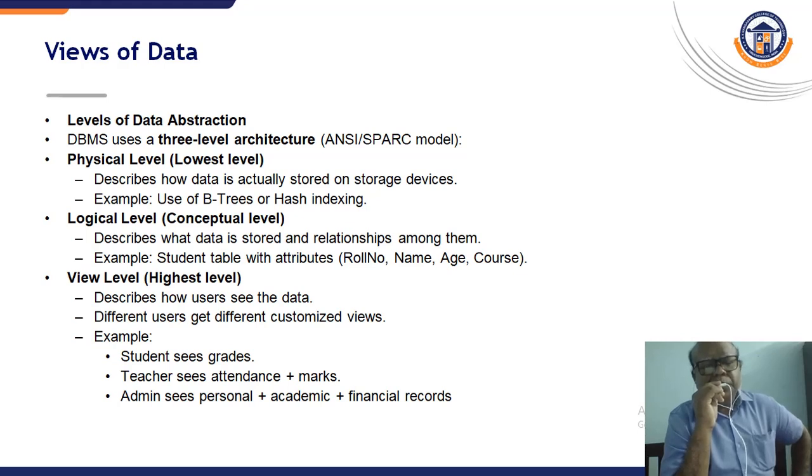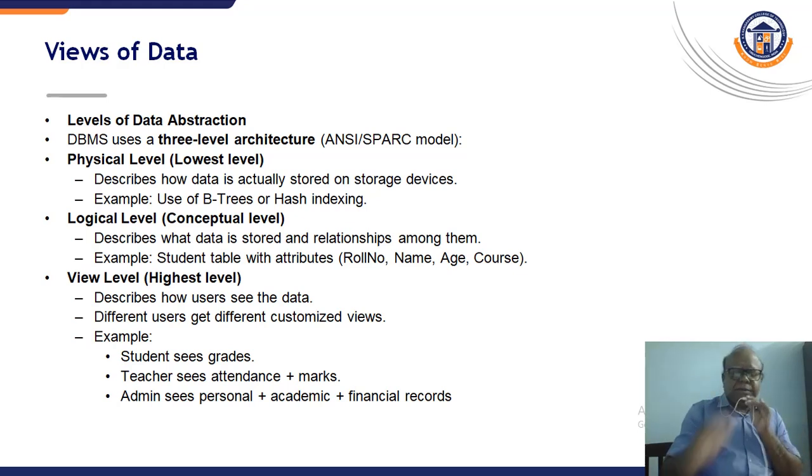Next one is view level, the higher level. Describes how user sees the data. Different users get different customized views. Example, student sees grade, teacher sees attendance and marks, admin sees personal plus academic plus financial record.